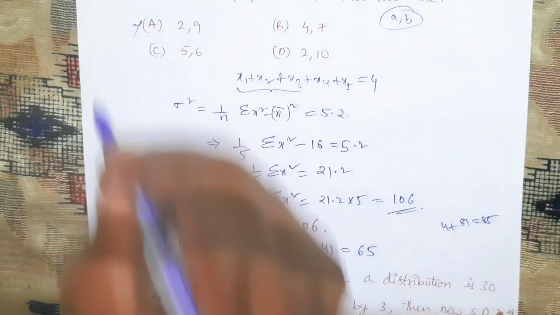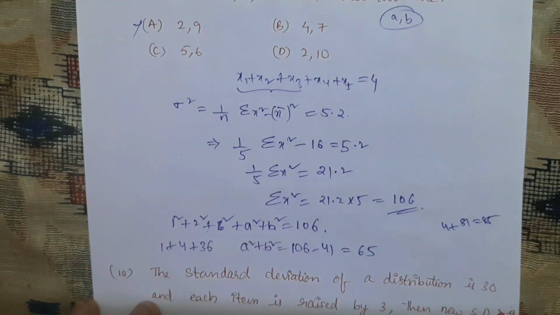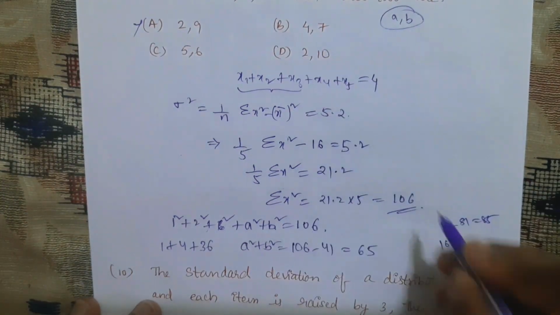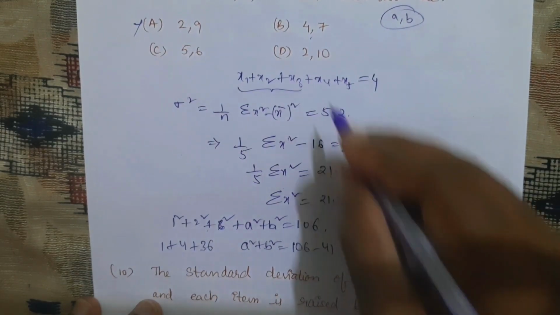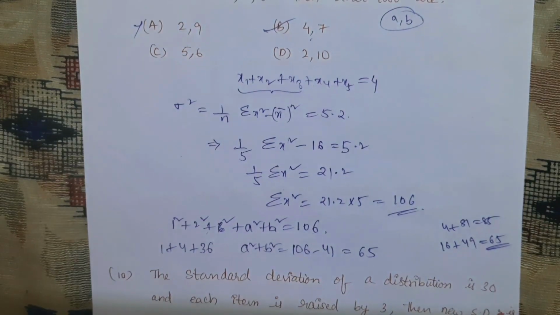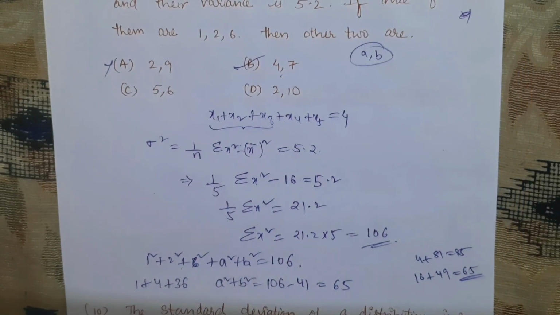So option A is wrong. Next we will go through option B, that is 4 square 16, 16 plus 7 square 49, 49 plus 16 is 65. So option B. Like this we need to find the remaining two values.